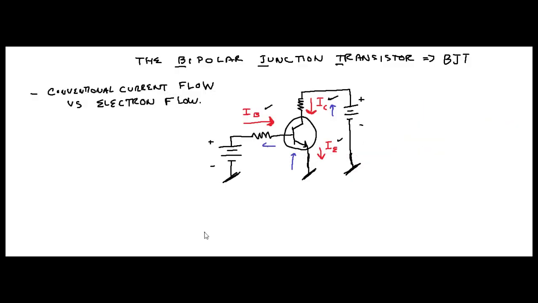Hello everyone. I redrew the circuit with a bipolar junction transistor in the middle, and what I did is I redrew the arrows pointing for conventional current flow versus electron flow. Electron flow is blue, and the conventional current flow is going to be red, okay?